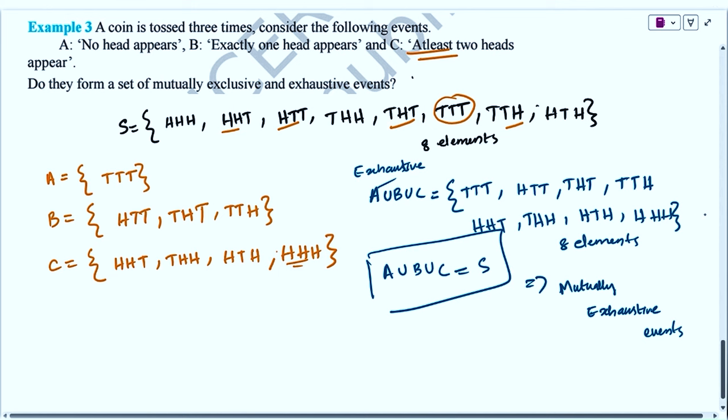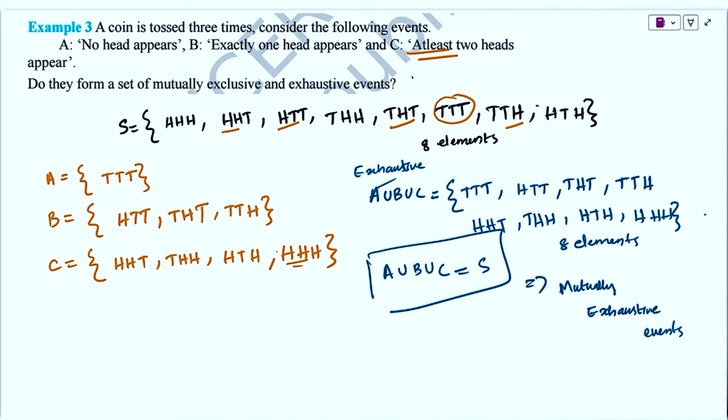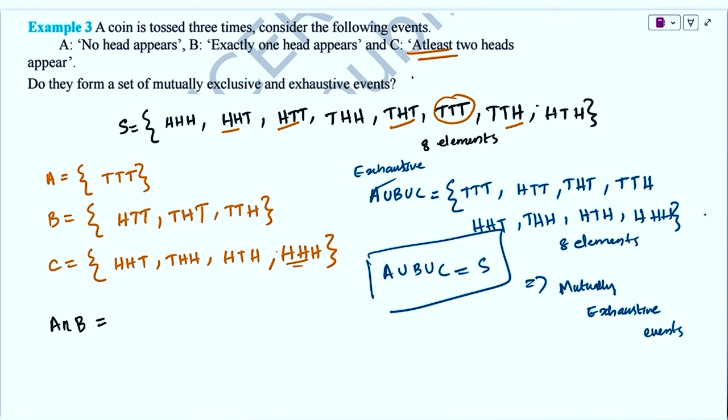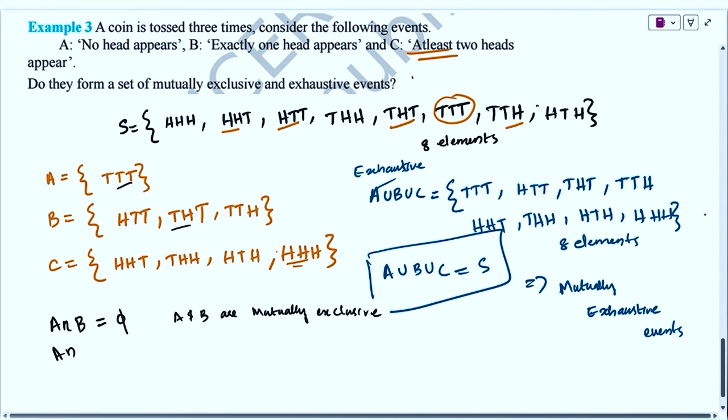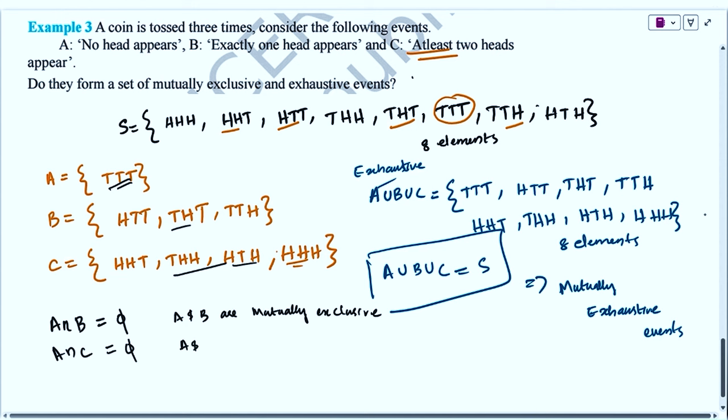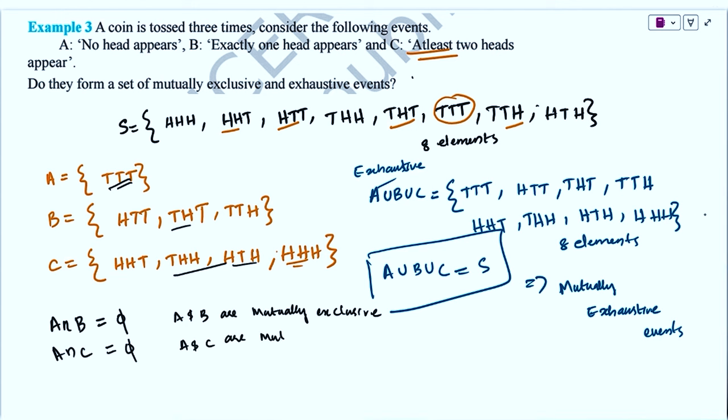So now we are checking the mutually exclusive property. For that, A intersection B. Here there is no common element, so it is a null set, and A and B are mutually exclusive. Then A intersection C, there is no common factor, so it is also a null set. We can say that A and C are also mutually exclusive events.